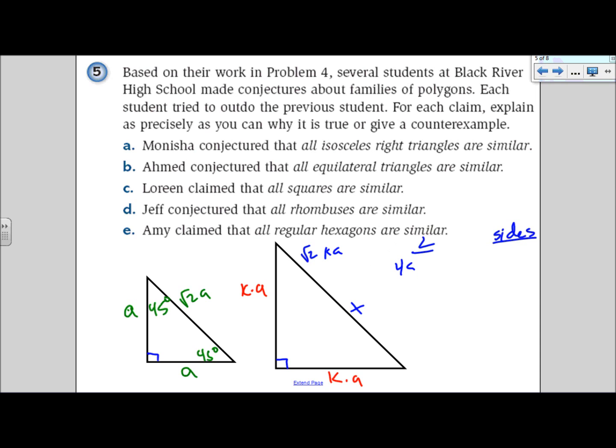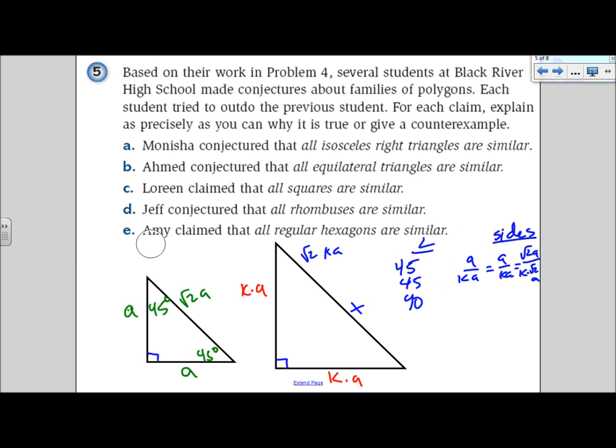All the angles: 45, 45, 90. Now the sides are a is to ka. Let's write it correctly here. A is to ka, as a is to ka, as our last side is square root 2a. Well, that is k times square root 2a. Ran out of room there a little bit, but as you can see, there's just this common k factor with all 3 of those sides.